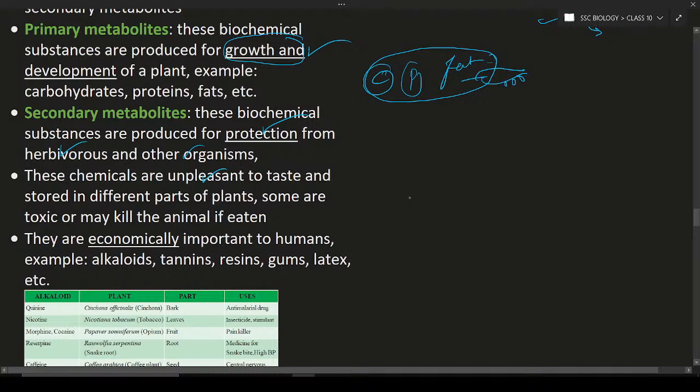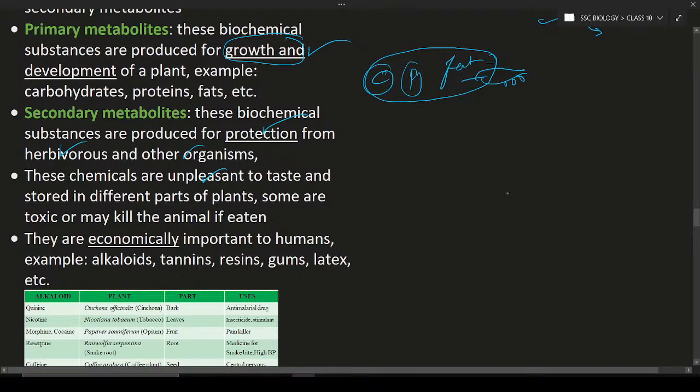Any substance formed that is necessary for metabolism is called metabolites. So what is metabolism? Metabolism is nothing but the anabolic and also catabolic process. And what are metabolites? These metabolites are the biochemicals used for growth and also protection. Don't mix up metabolites and metabolism. Metabolites are used for growth, development and protection from other organisms. They are primary and also secondary metabolites.